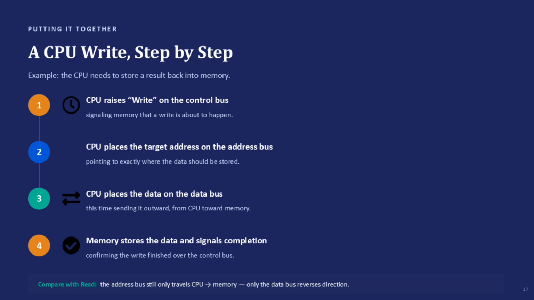It always travels from the CPU to memory. The control bus continues coordinating the entire operation. The only bus that changes direction is the data bus. During a read operation, memory to CPU. During a write operation, CPU to memory. That's one of the easiest ways to remember why the data bus is called bidirectional.